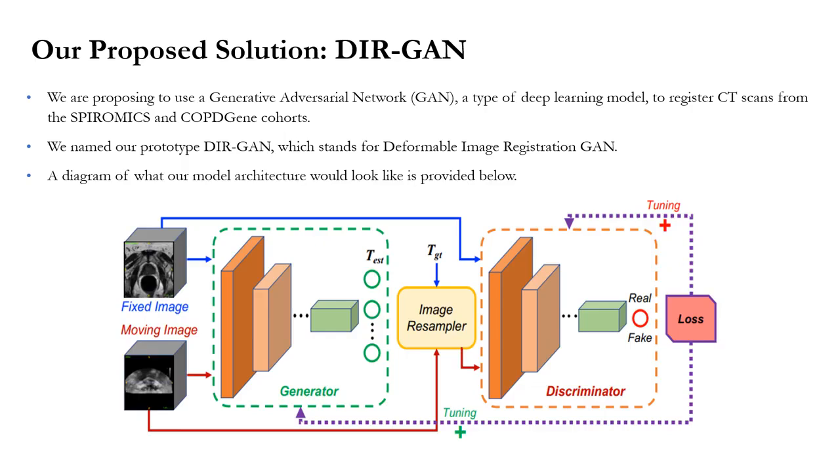There are two key parts to a GAN, a generator and a discriminator. The generator takes the reference or fixed image and floating or moving image as input, and then computes the deformation field and transforms the floating image to align with the reference image. The discriminator then computes the accuracy of the registration.